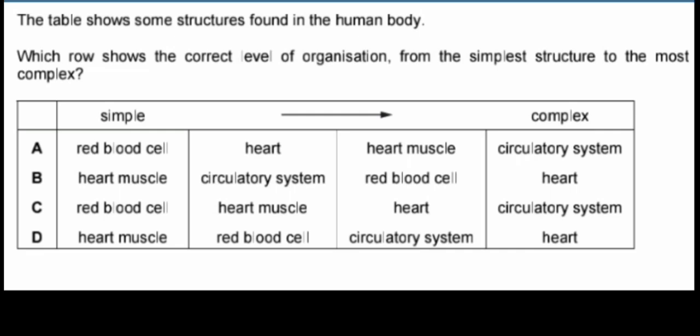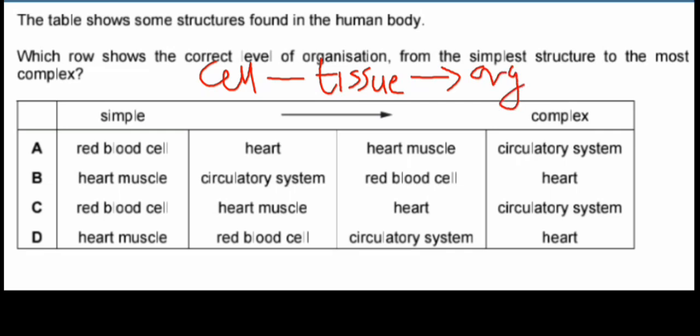The next question, it is saying the table shows some structures found in the human body. Which row shows the correct level of organization from the simplest structure to the most complex? So this one is talking about organization, and organization starts from where? From the organelles. Now, according to what we have here, it is starting from the cells. So I'm not going to start from the organelles, but I'm going to start with the cells. Then after the cells, the tissue is going to be formed. Then after the tissue, what is going to be followed next is going to be the organ. Then after the organ, the system is going to be formed. Then after the system, the last one is going to be an organism.